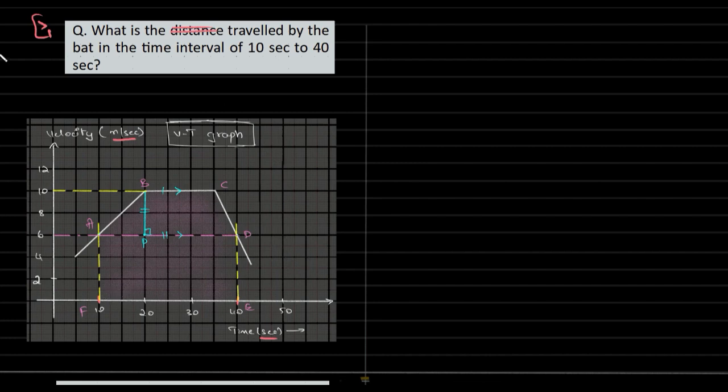Okay, so let's begin by finding the length of, we'll start from the top, BC. BC is nothing but a line parallel to the x-axis. So basically we need to project B and C onto the x-axis and see where they intersect. B intersects at 20 and C intersects at 35.